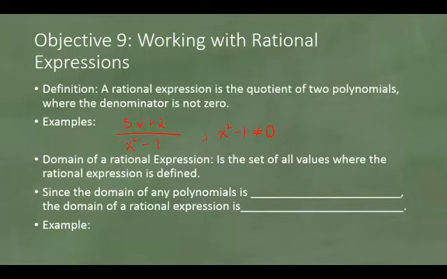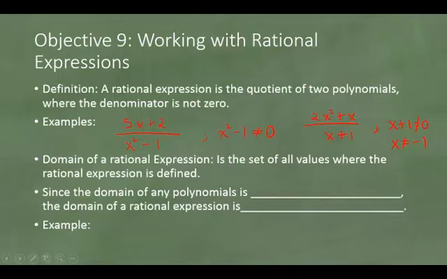So any polynomial could be something like 2x squared plus x over any other polynomial, x plus 1. And x plus 1 can't equal 0. In this case, that would mean that x could not equal negative 1, because if x is negative 1, here we have negative 1 plus 1, which is 0. Which brings us to the next concept.